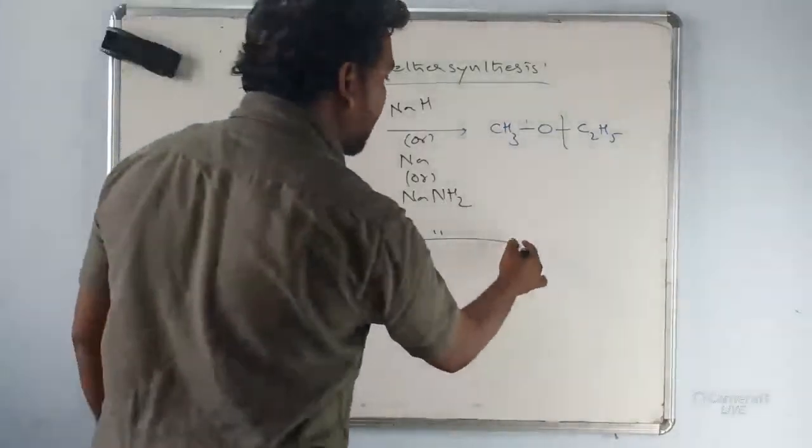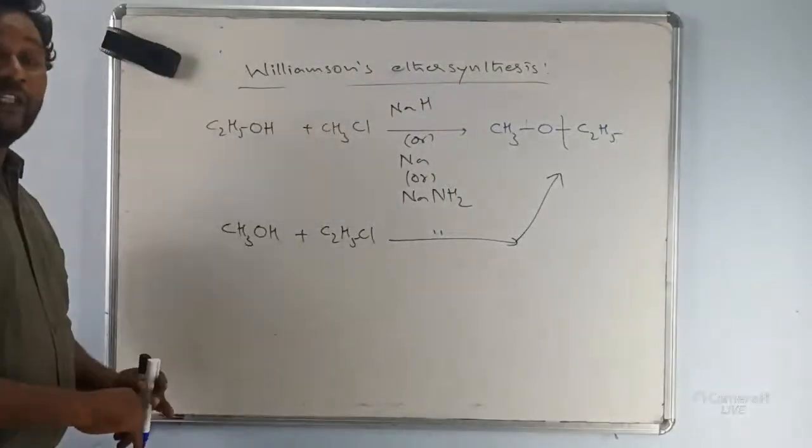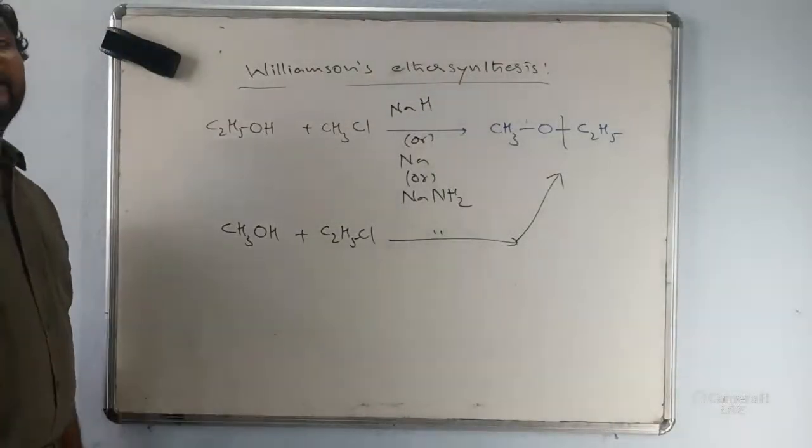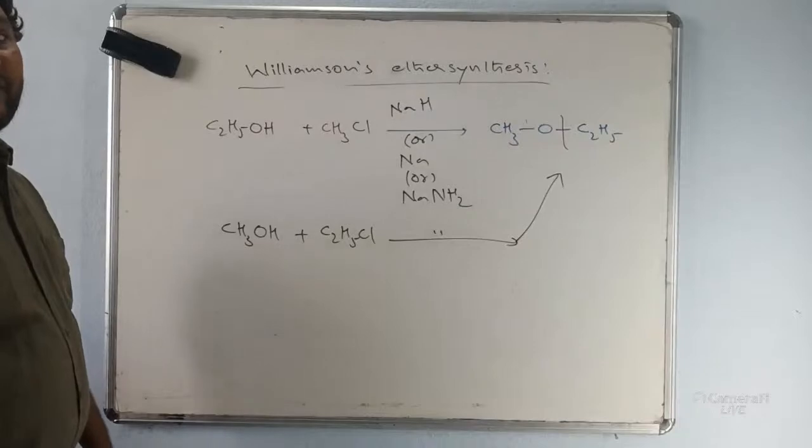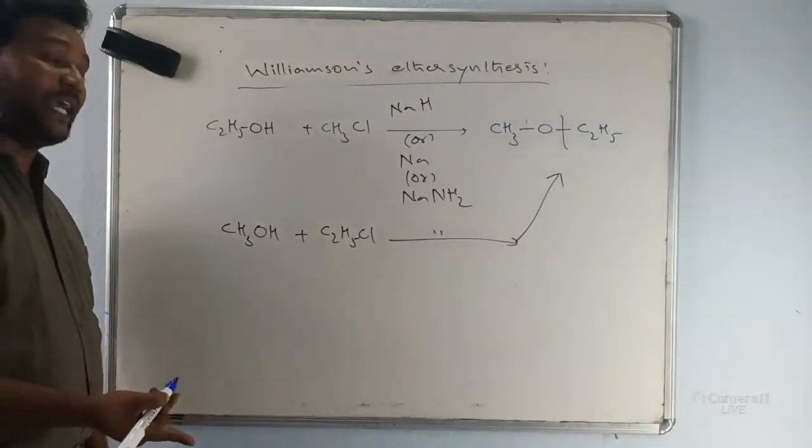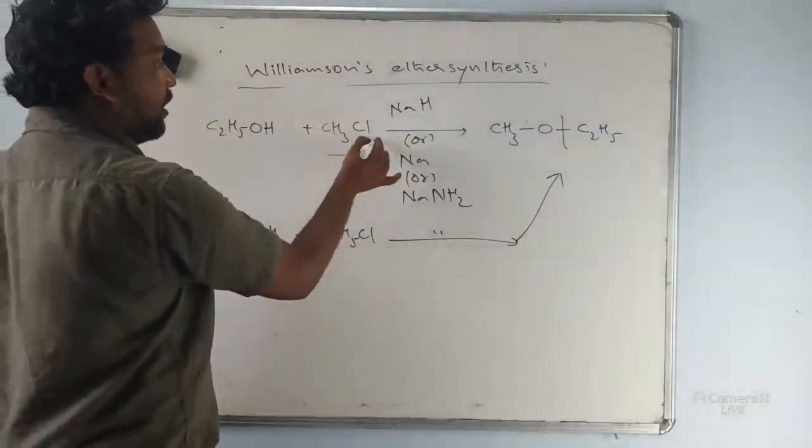Here also you will get the same product. But what is the suitable combination for this? That is the important thing. So Williamson synthesis follows which mechanism? SN2 mechanism. In SN2 mechanism, see what alkyl halides are in competition.